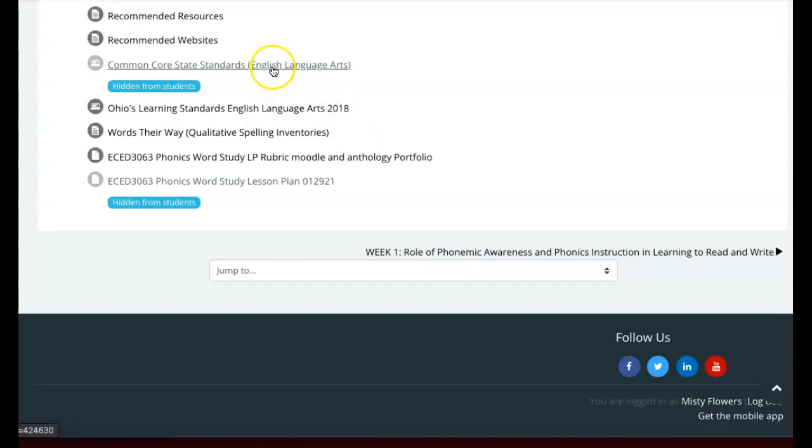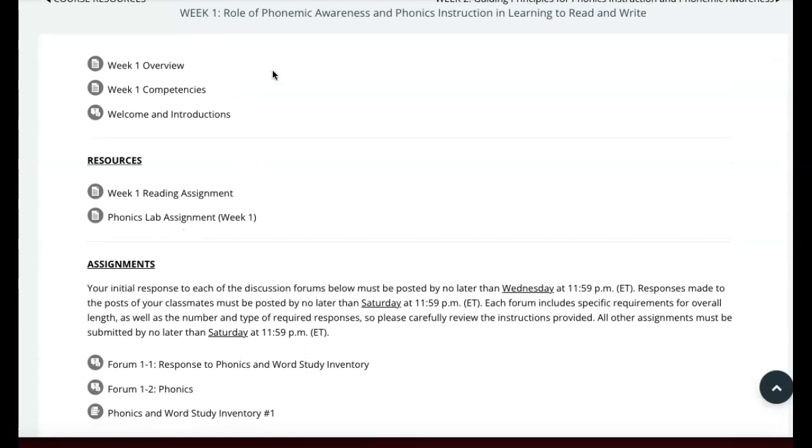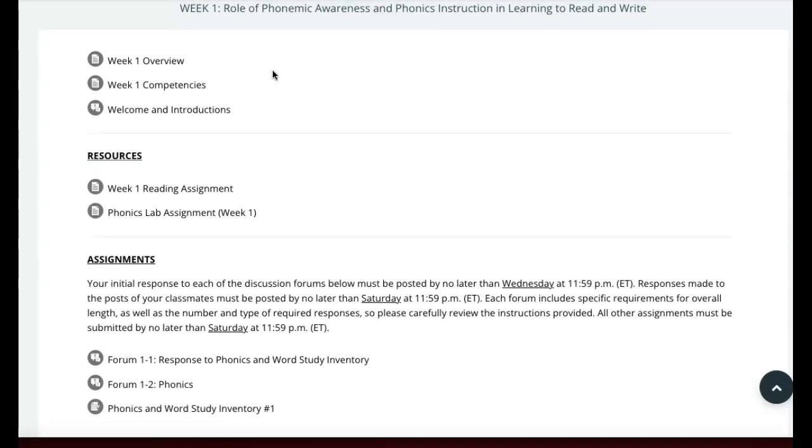All right, on to week one. This week, you will be learning about phonological awareness, phonemic awareness, and phonics, and the role they play in learning to read and write. You're probably saying to yourself, I know about this phonics. Phonics has to do with letters and sounds. Well, if you're thinking that, you're on the right track.